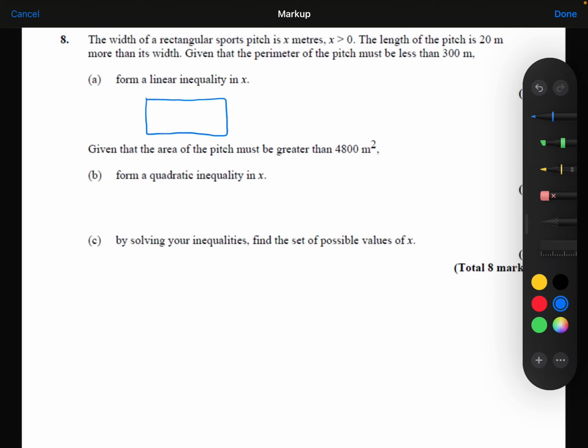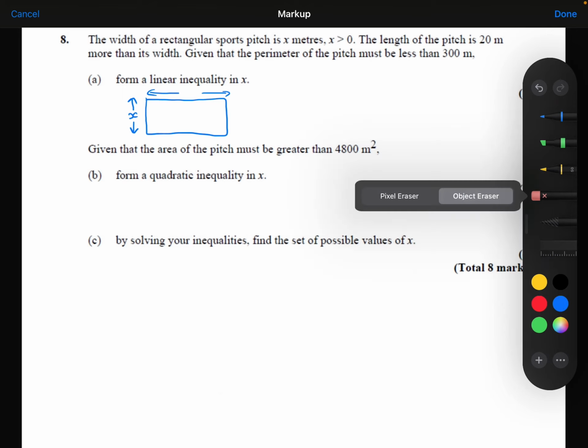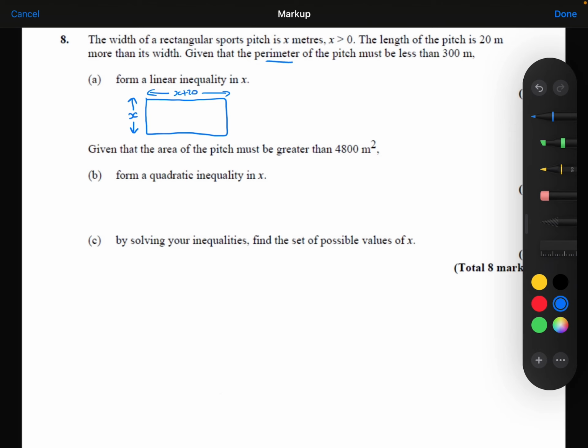Here's my rectangular pitch. We were told that the width of the pitch was x. So let me mark that on. We're told that the length of the pitch was 20 more than the width. So 20 more than x is x plus 20. And we're told that the perimeter of the pitch is less than 300. So the perimeter is all the way around the outside here. So we've got x plus 20 plus x plus 20 has to be less than 300.